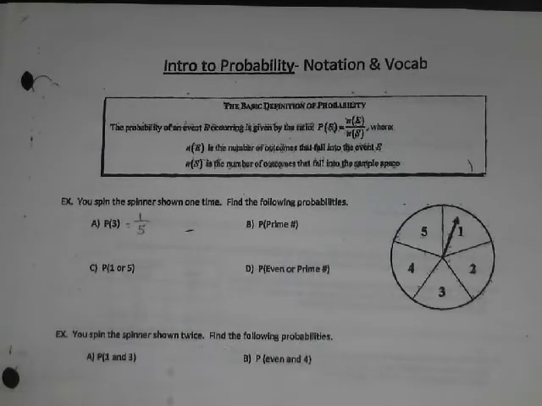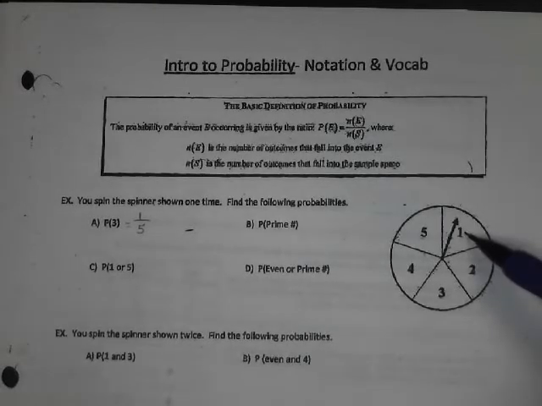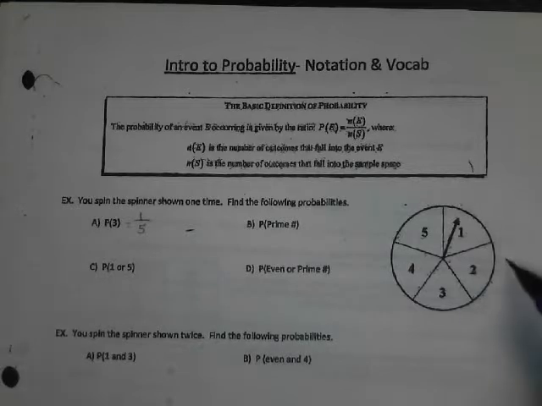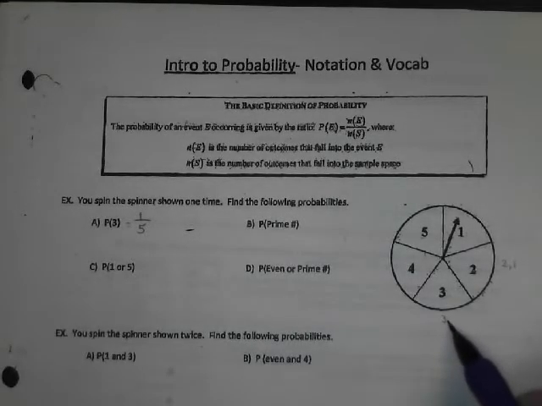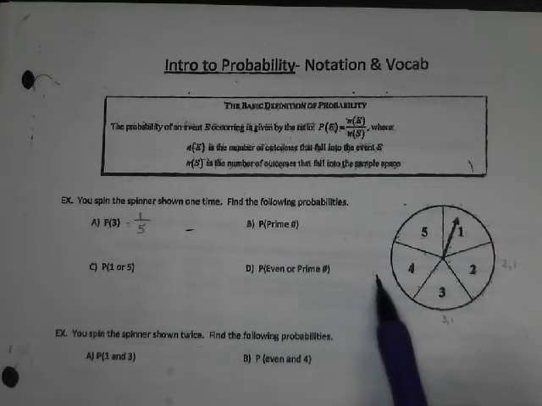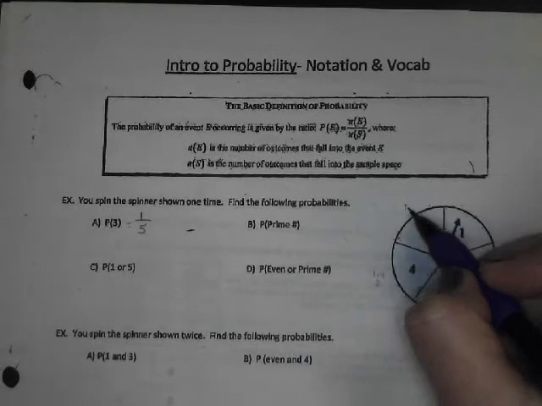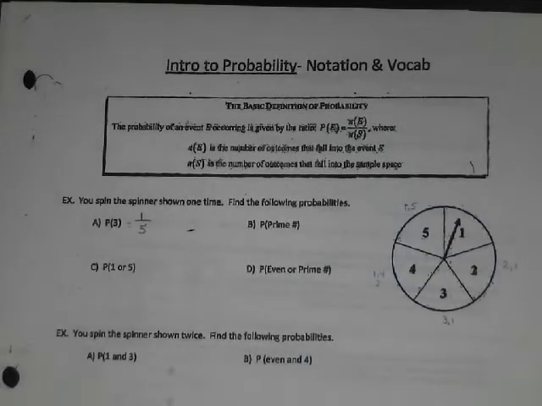Okay, probability of a prime number. Okay, you have to know what a prime number is. A prime number is something that has exactly 2 factors. 1 has only 1 factor, 1. 2 has 2 factors, 2 times 1. 3 has 2 factors, 3 times 1. 4 has 3 factors, 1 and 4 and 2. And 5 has only 2 factors, 1 and 5.